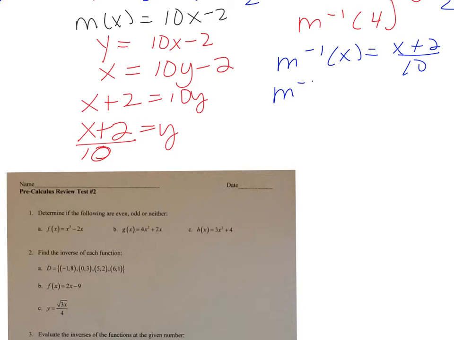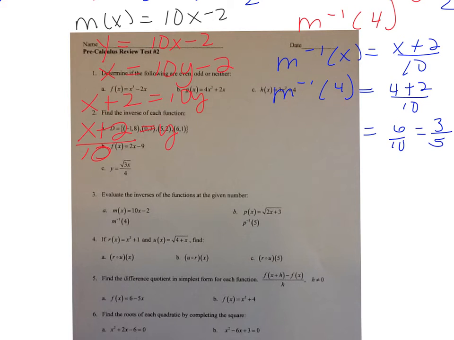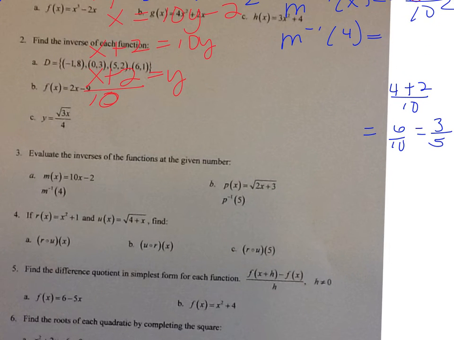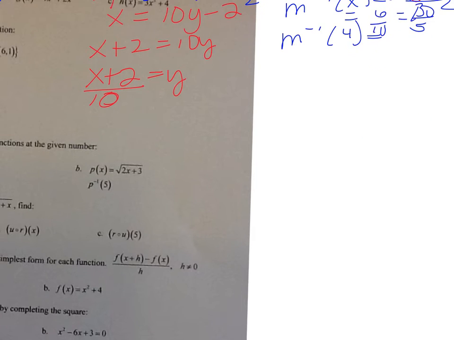Now I want the inverse of m of 4. So we have 4 plus 2 over 10, which is 6 over 10, and you reduce that, you get 3/5. Okay, so let's take a look at the next one, 3b right now. It's the same thing. We have here p of x is equal to the square root of 2x plus 3. We're looking for the inverse of p of 5.